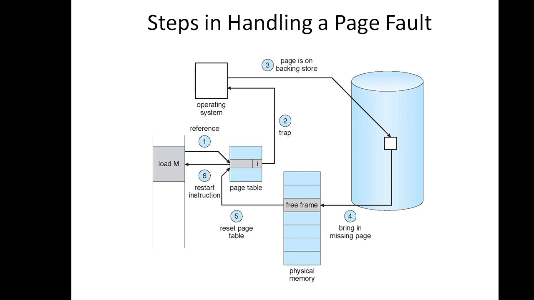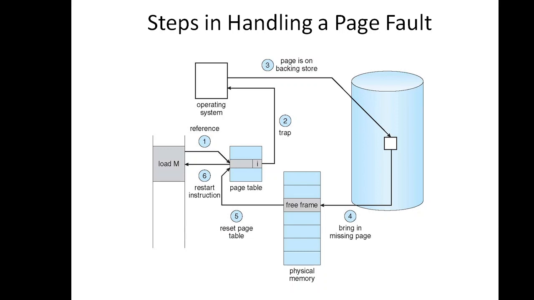So the steps in handling a page fault have been described here with the hardware. We can see the first step: when we are executing a process, that particular page is not found. The process is not able to access that page, which leads to a page fault. You can see step 1 here with this arrow to the page table. We can check that the bit is set to I, which indicates an invalid page. If it is invalid, then what are we going to do?